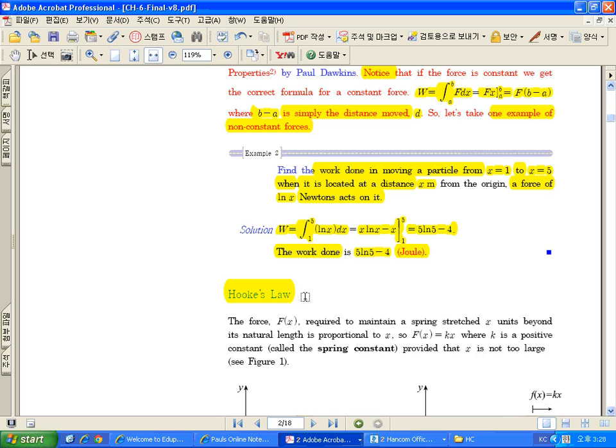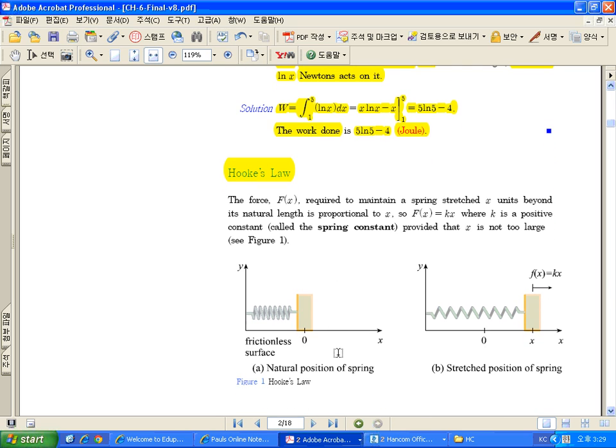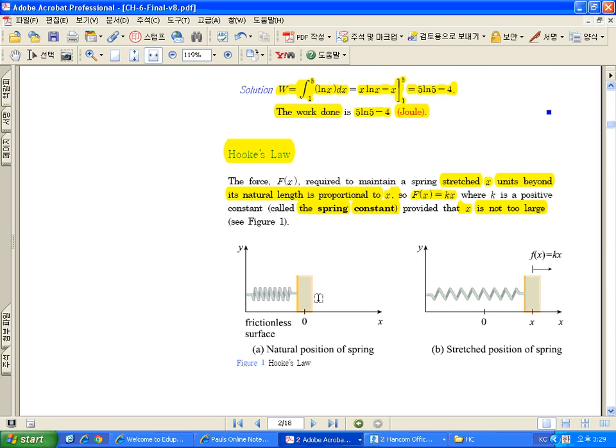Next, Hooke's law. You must be familiar with this spring business. The force f of x required to maintain a spring stretched x units beyond its natural length is proportional to x. So f of x can be written as k times x, where k is a positive constant called the spring constant, provided that x is not too large. See figure 1 here. This is the natural length.